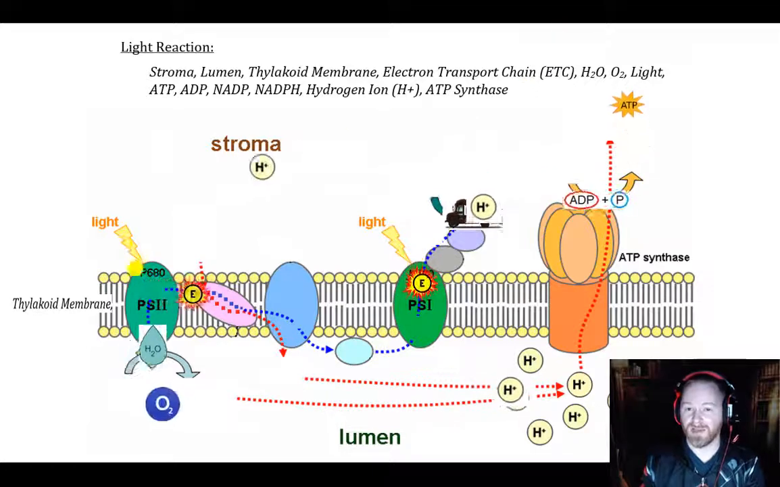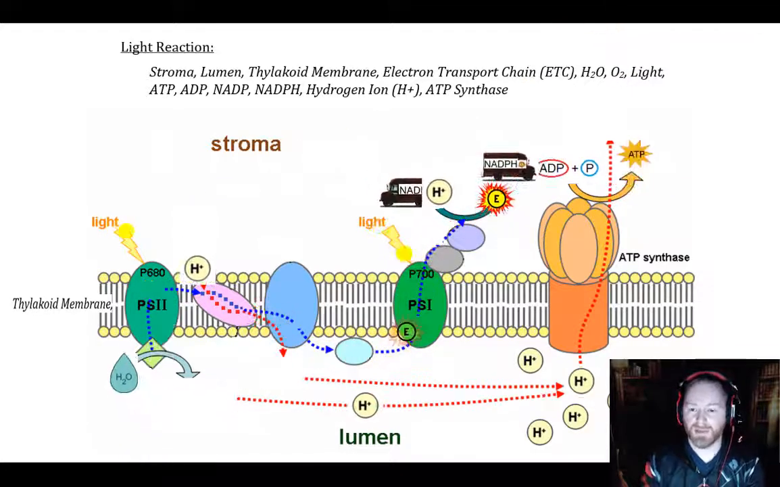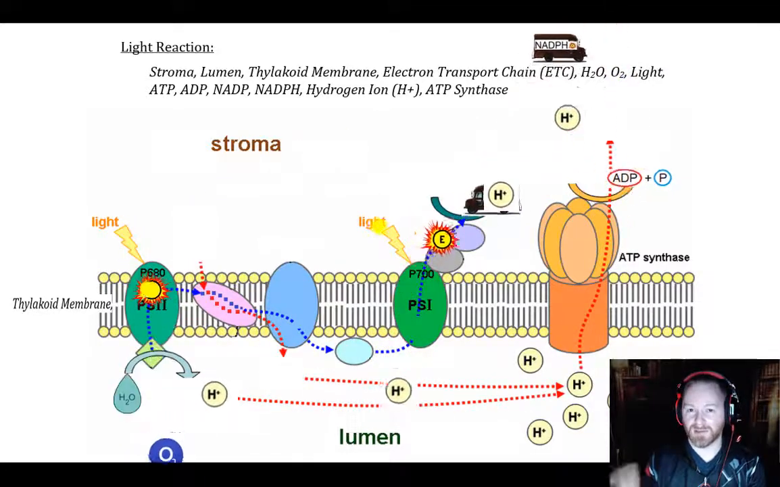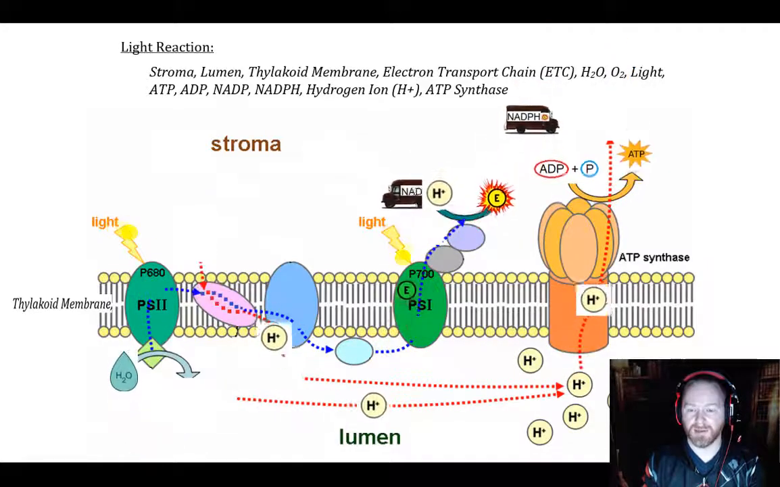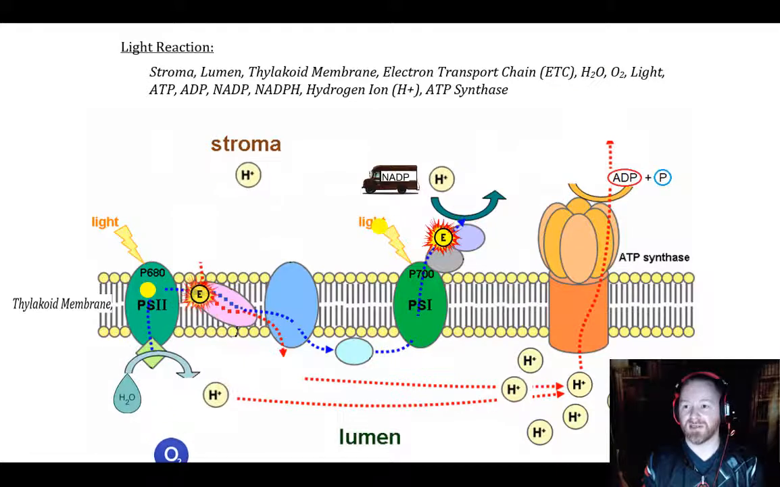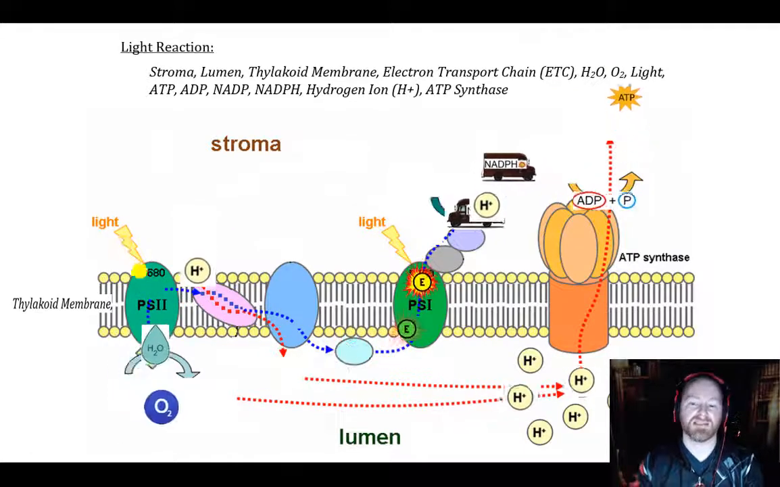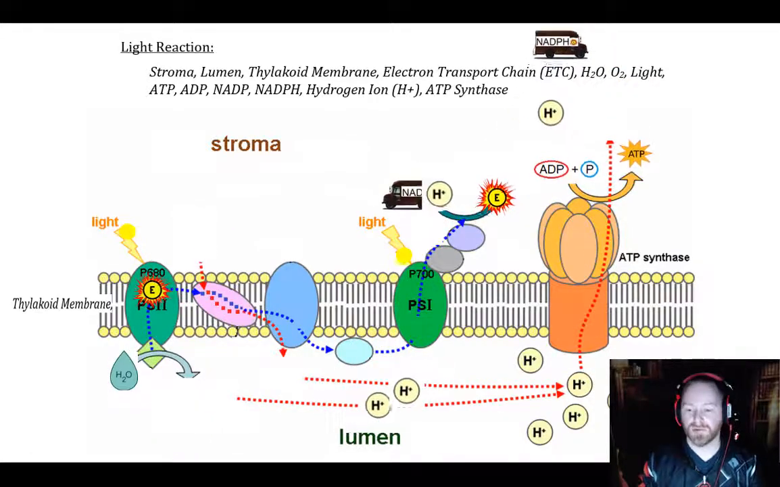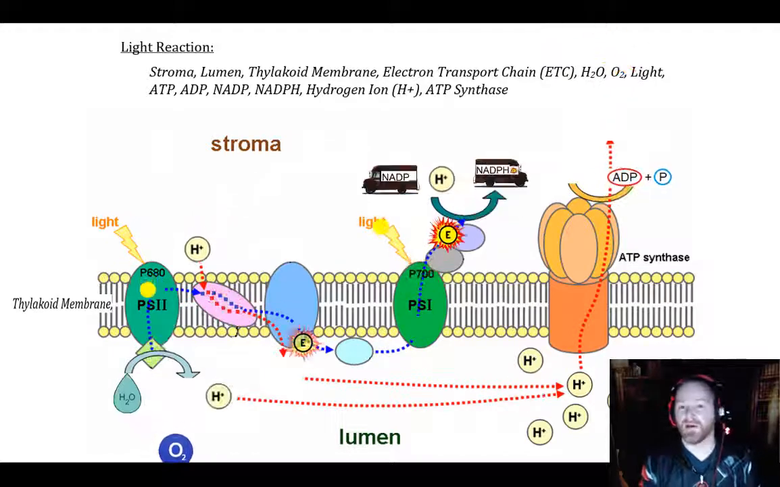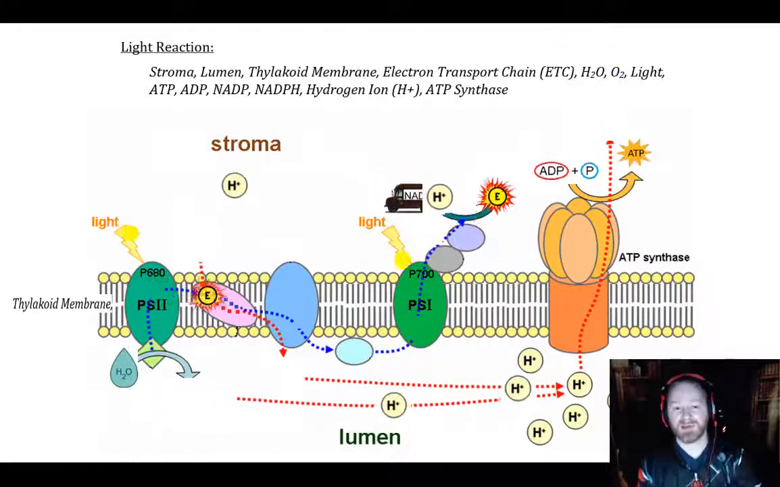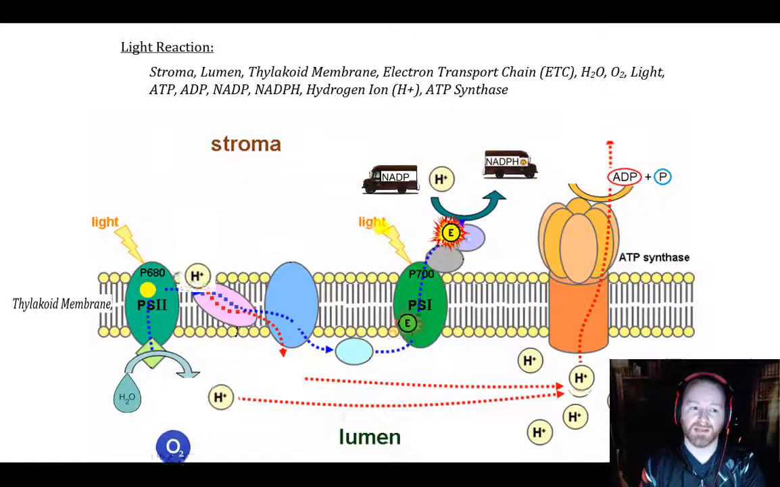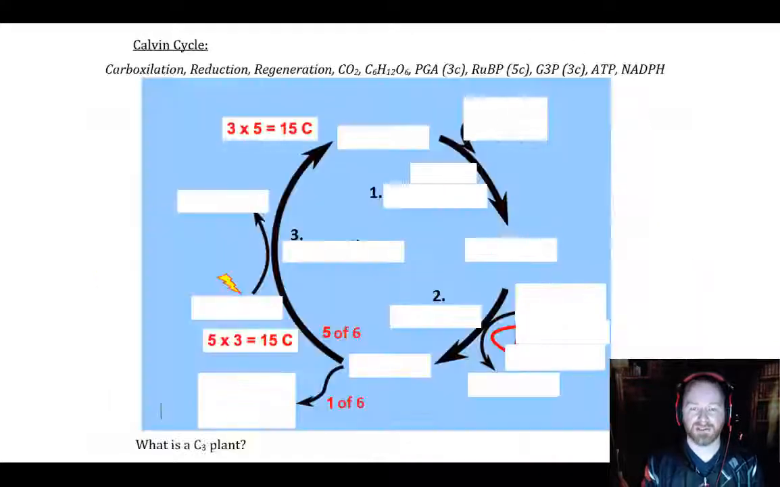The rest of the hydrogen ions are simply run through a pipe that causes the pipe to spin. When it does, ADP and a phosphate are connected to form ATP, our energy molecule. And that also will go off into the stroma and be used in the Calvin cycle. So we've been able to account for everything so far in the light-dependent reaction.